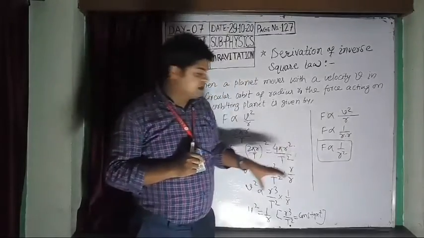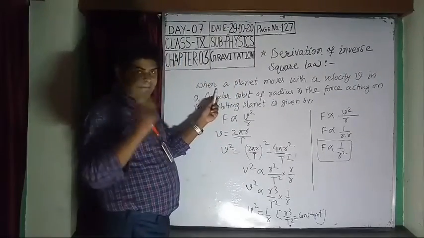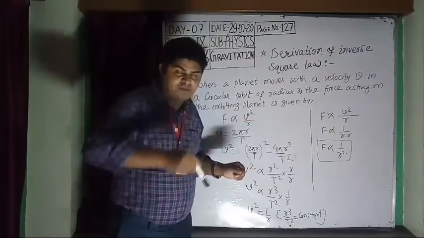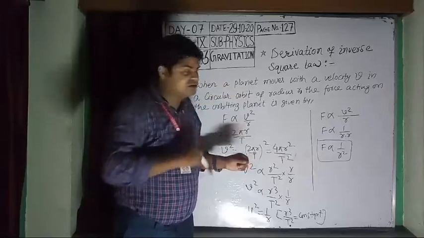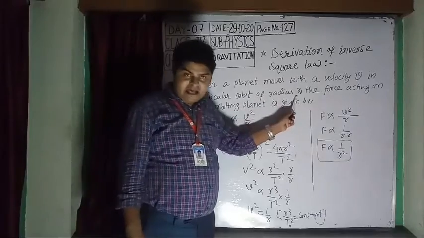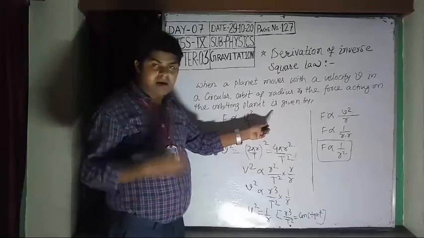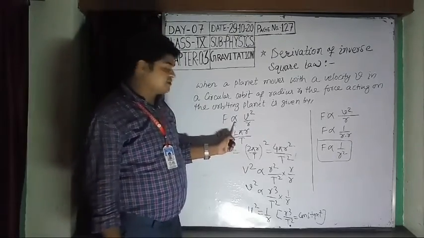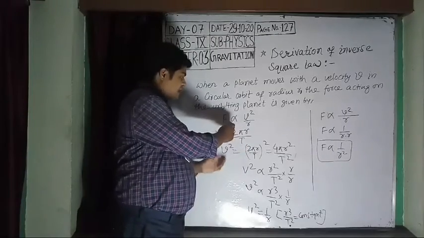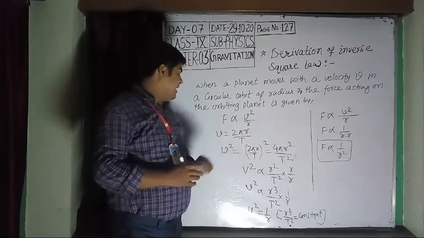Here we will prove these terms, how it is proved. When a planet moves with a velocity v in a circular or elliptical orbit of radius r, then the force acting on the orbiting planet is given by the centripetal force. F is proportional to v square by r. That means the force of gravitation is F proportional to v square by r.